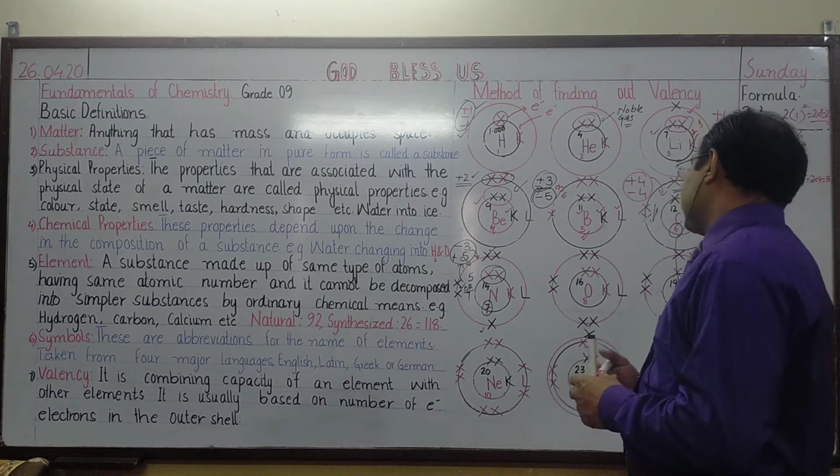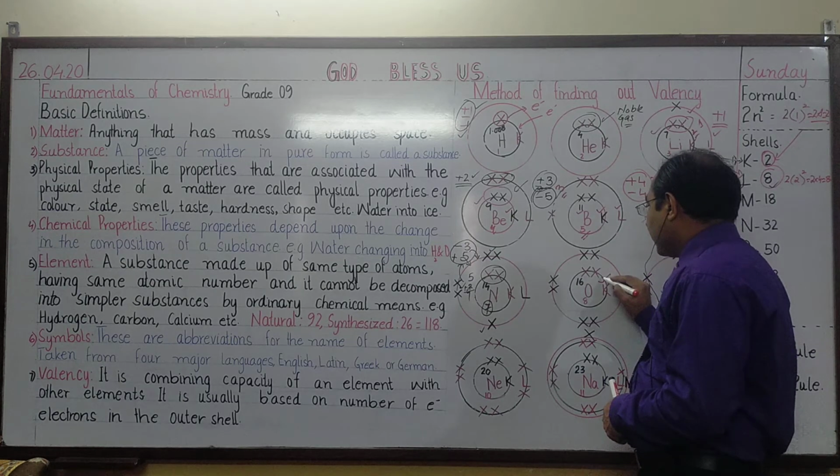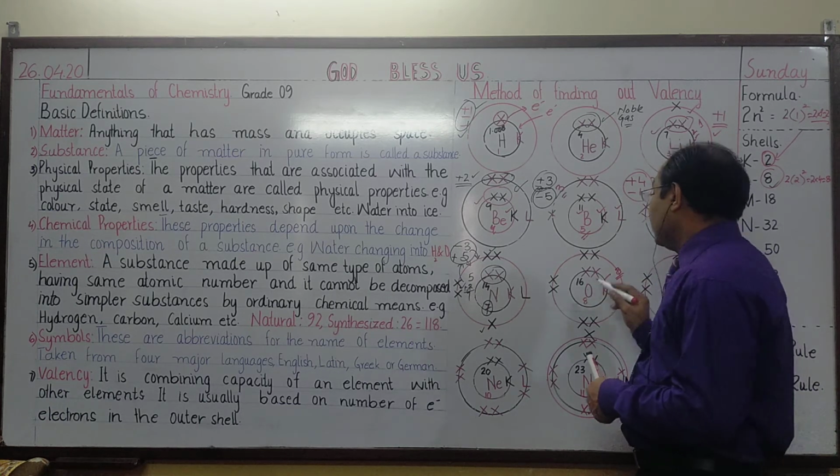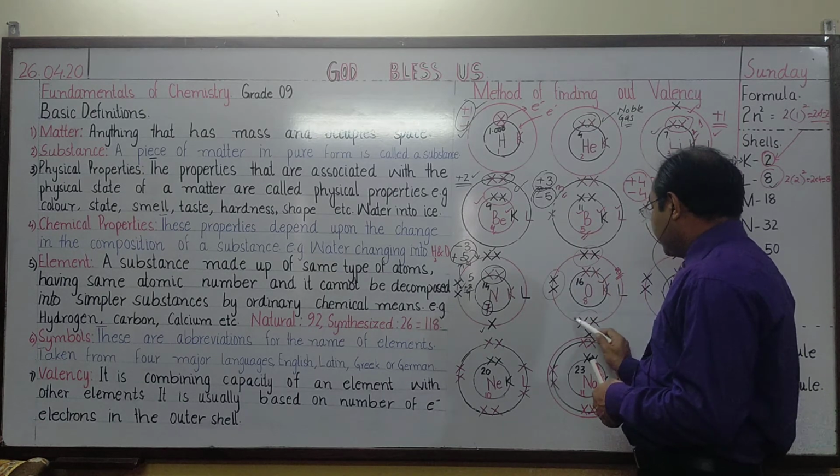Oxygen, now the case has become very simple. Oxygen, we know K is a complete shell with 2 electrons. We know it's L shell. It requires how many electrons? 8 in order to be stable. So what will happen? It has 2, 4, 6.